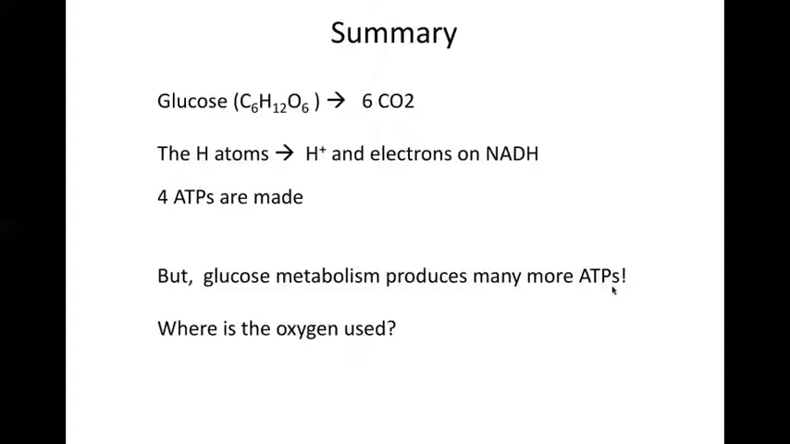So the glucose is all gone, but we still have to get a lot of energy out of it. And the energy is in these electrons here, carried in NADH. And also, where did the oxygen come into play? We haven't seen a single reaction in which anything was combined with oxygen. And that is because the oxygen hasn't come into play yet. It really comes into play in the next step.